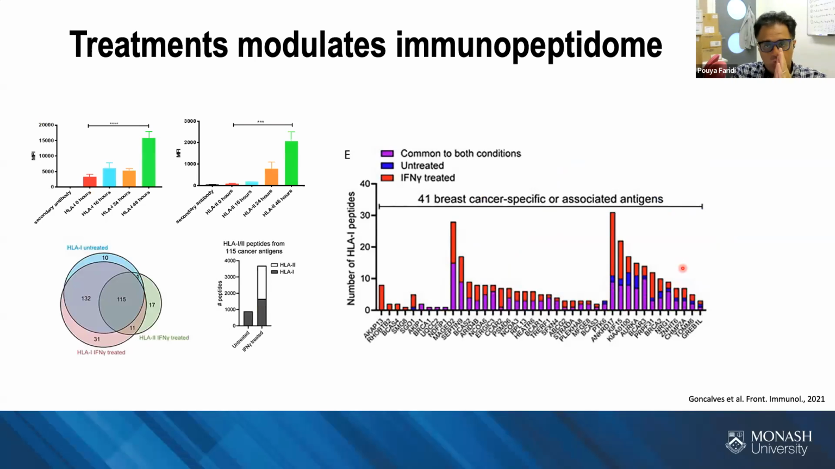One other thing that I wanted to tell you clearly is that the immunopeptidome is super dynamic. Everything that happens in the tumor microenvironment, and the treatments that we are doing, could change the immunopeptidome. This is a paper from Gabriel. What he did was treat triple-negative breast cancer cell lines with interferon gamma, a very well-known pro-inflammatory cytokine that we have in the tumor microenvironment.